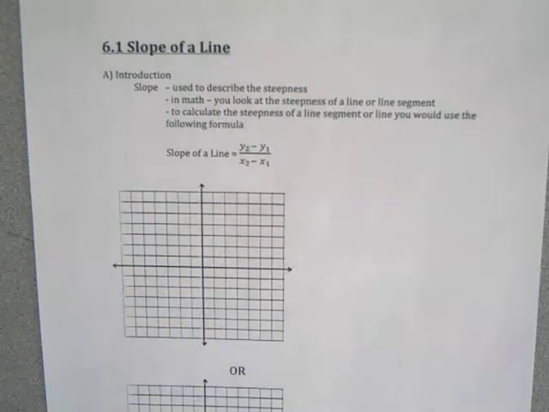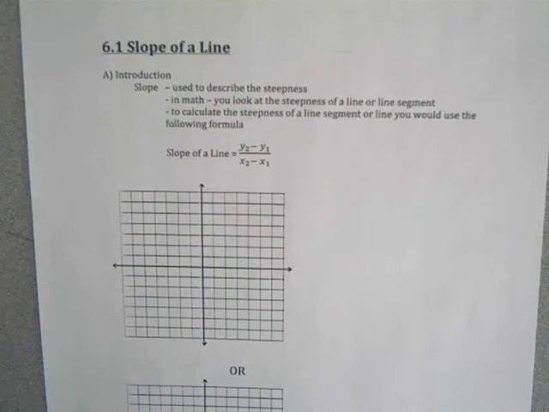Okay, so chapter 6 is going to be a little different. Instead of me doing all the notes for you with examples, we're going to do notes together. As I do this, copy the notes down so you get an understanding of how things work. So today we're at 6.1, dealing with slope of the line.